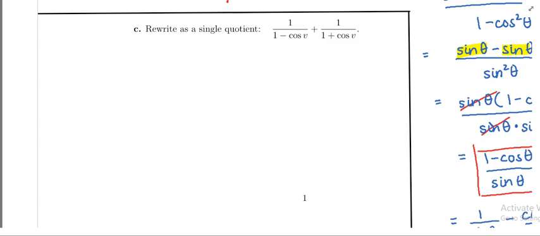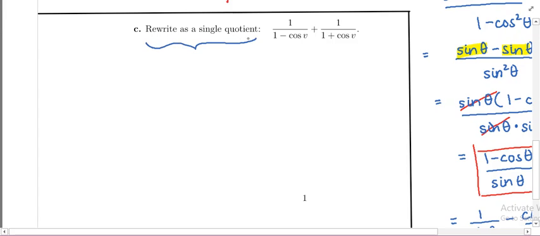In example 1c, we are given the expression 1 over 1 minus the cosine of v plus 1 over 1 plus the cosine of v, and asked to rewrite this expression as a single quotient. All that means is, remember, quotient means division. We are going to do the addition here. We're adding these two fractions, but we're going to combine everything into one fraction.